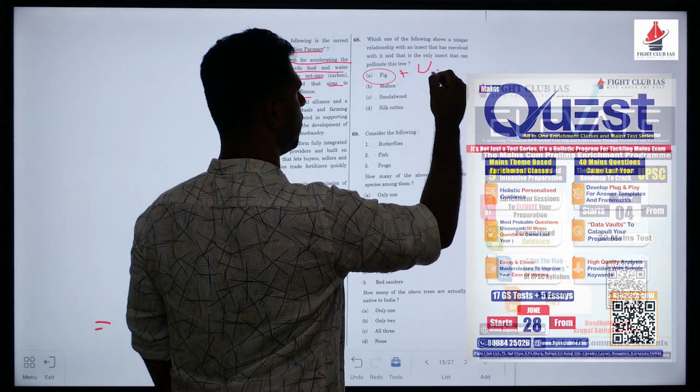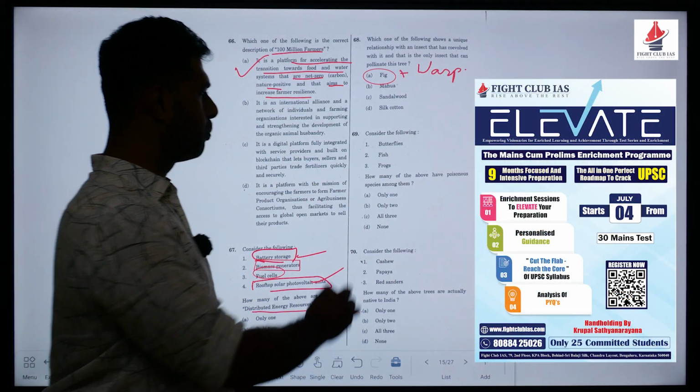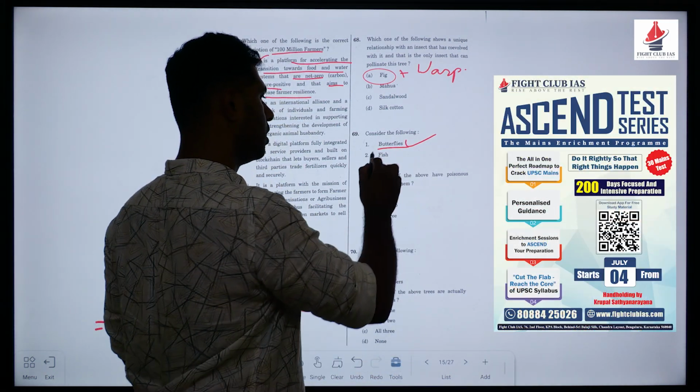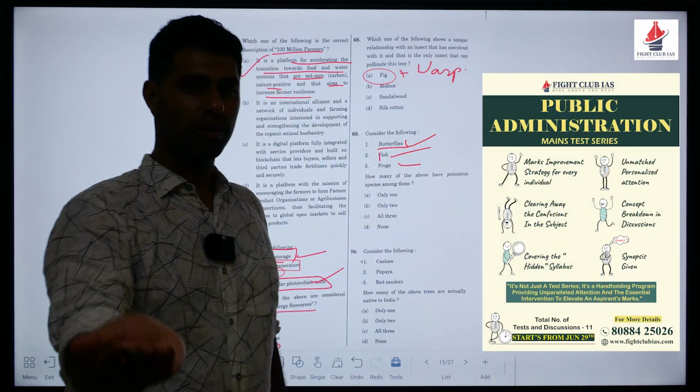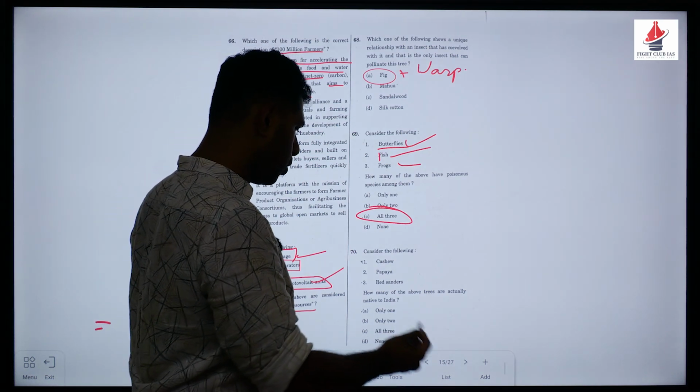Fig plus wasp. Consider the following. How many of them have poisonous species among them? Butterflies. Yes, there are poisonous species in butterflies. In fish also there are particular poisonous species. And in frogs, most of them are poisonous. So the answer is all 3. Clear? Moving to the next one.